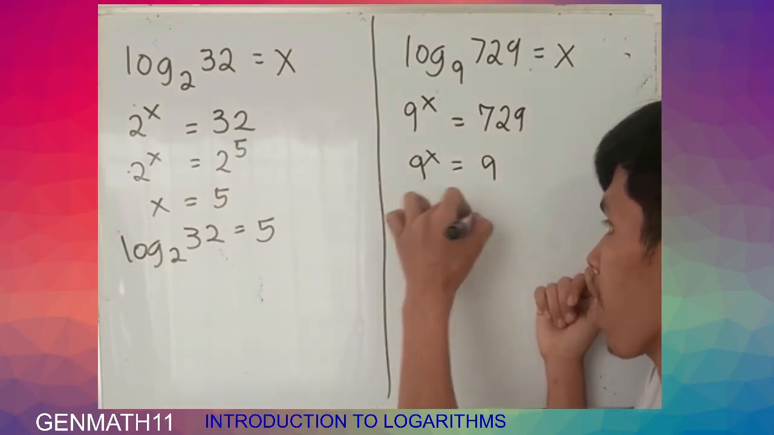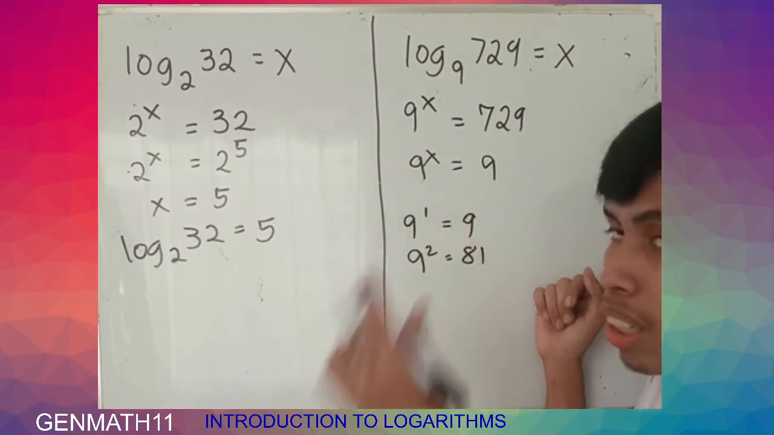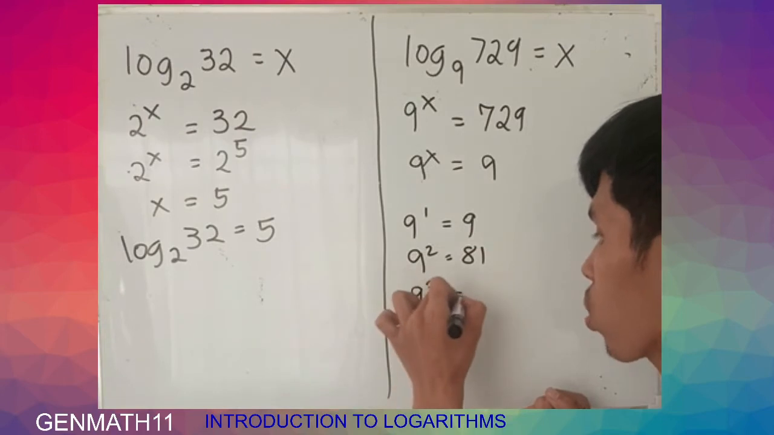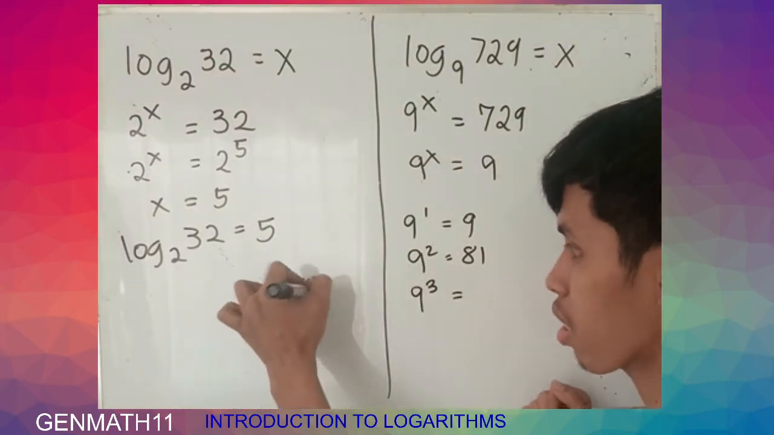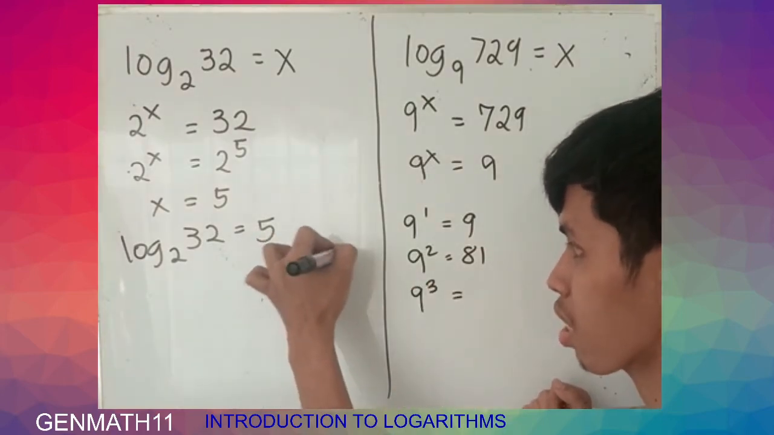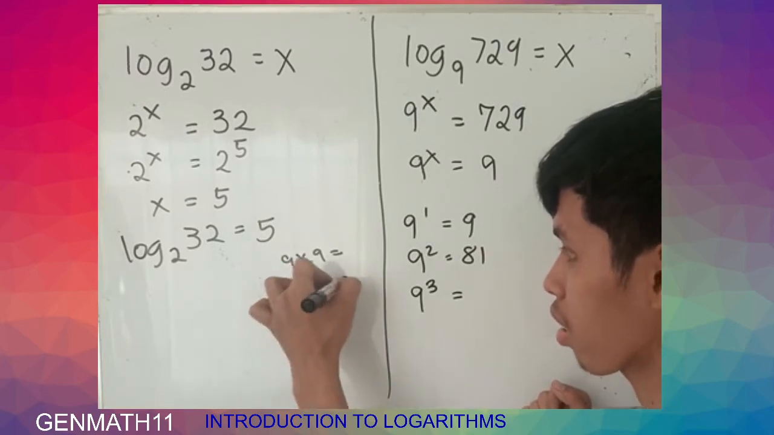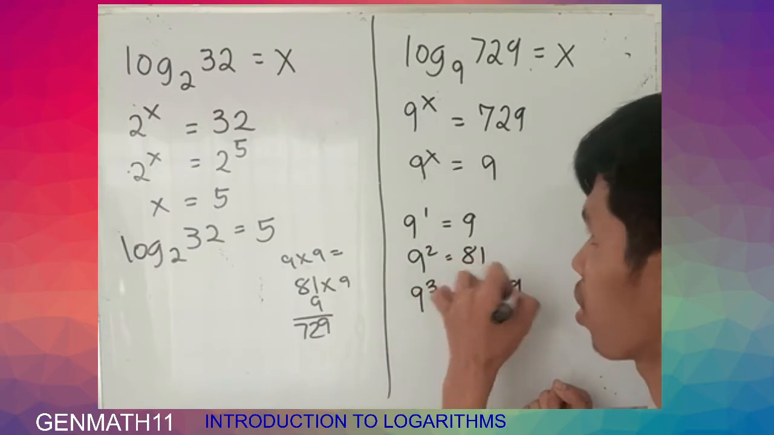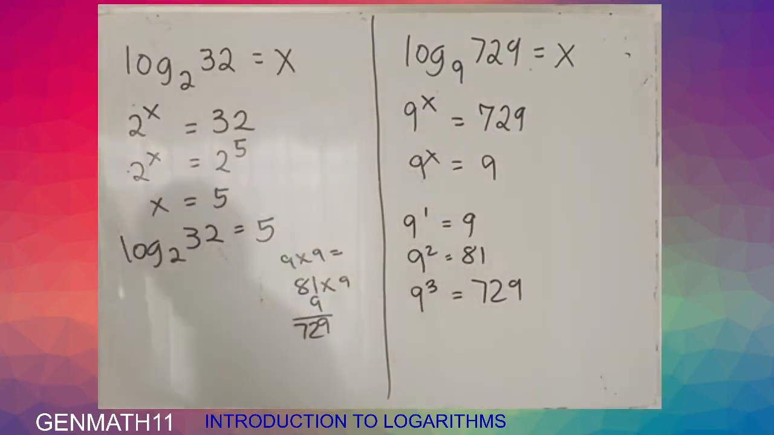9 raised to 1 is 9. 9 raised to 2 is equals to 81, kasi 9 times 9 is 81. Okay, 9 raised to 3 is equals to, kasi 81, di ba 9 times 9 equals 81, times 9, okay, 729. So, ibig sabihin, yung x natin, yung exponent natin dito ay 3.